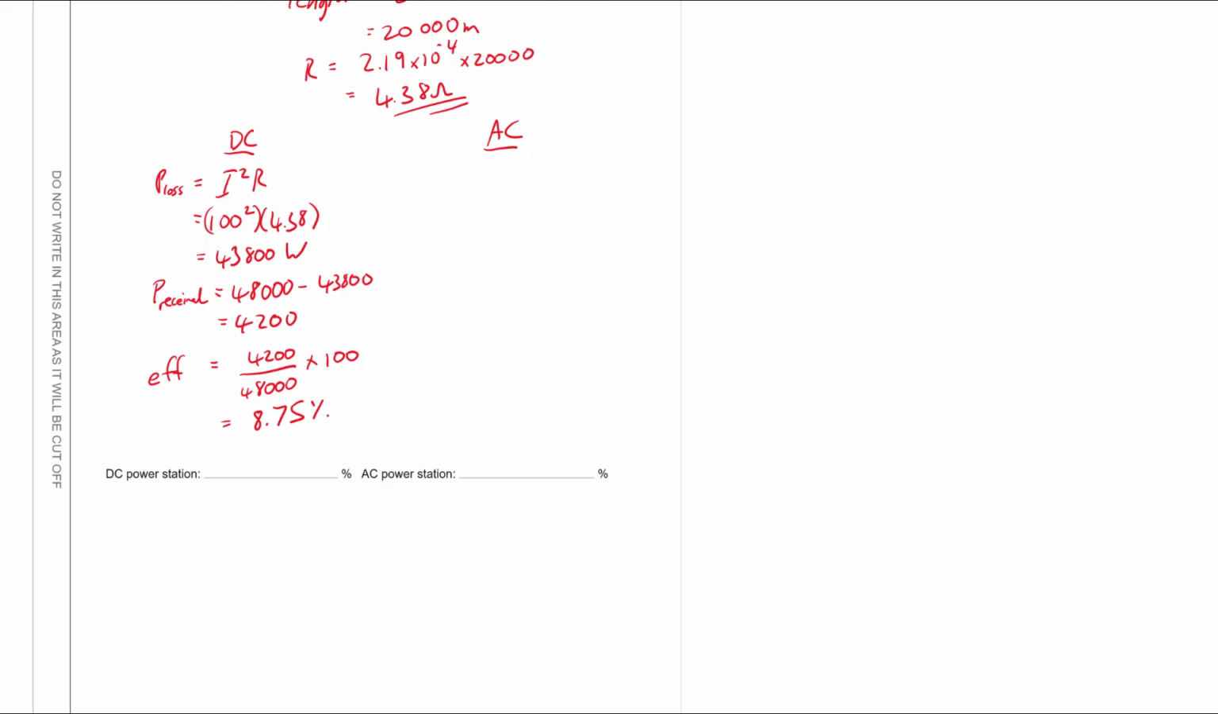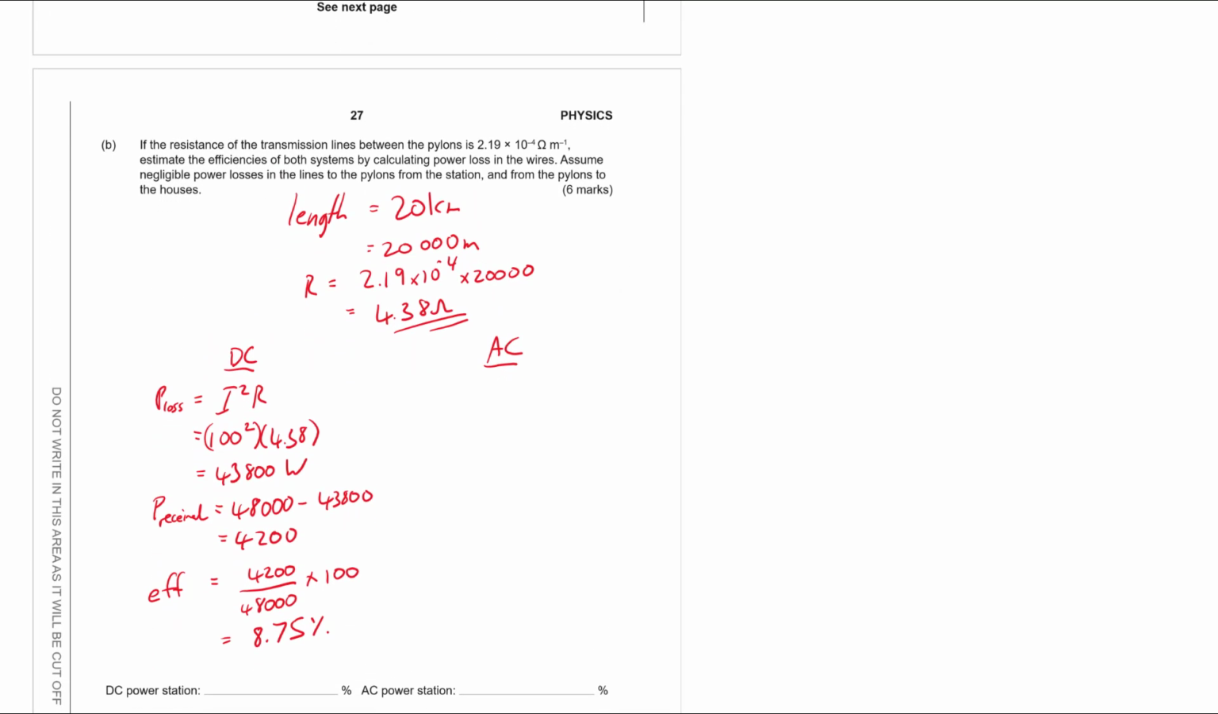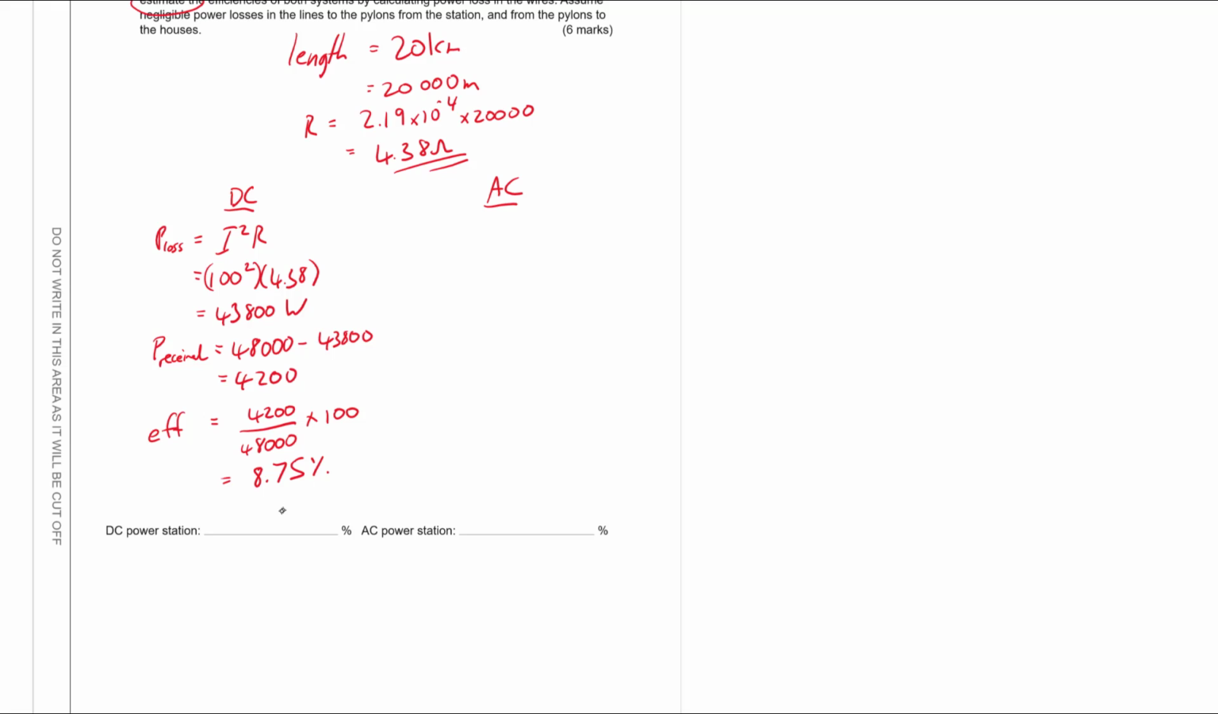And one thing that I'm sure a lot of people missed is that it says here estimate. And by saying estimate, you need to give it to two significant figures or less. So 8.8% is the best answer here.